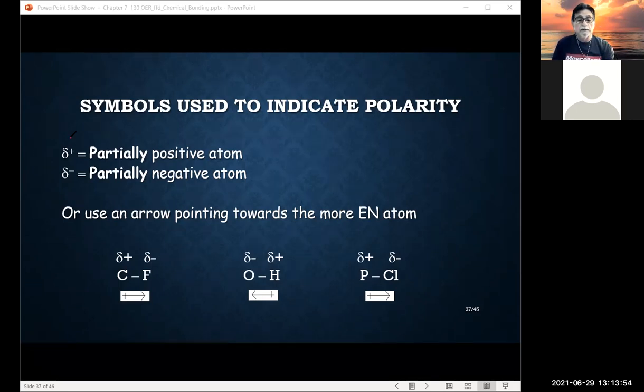Right in here, right there. Delta, meaning partially positive or partially negative. There is a pole, not a total pole. We don't have a full-fledged charge on it. Now we're using an arrow to demonstrate in which direction the polarity, the pull, is going. And that is all simply dependent on which of the 2 atoms has a higher electronegativity.